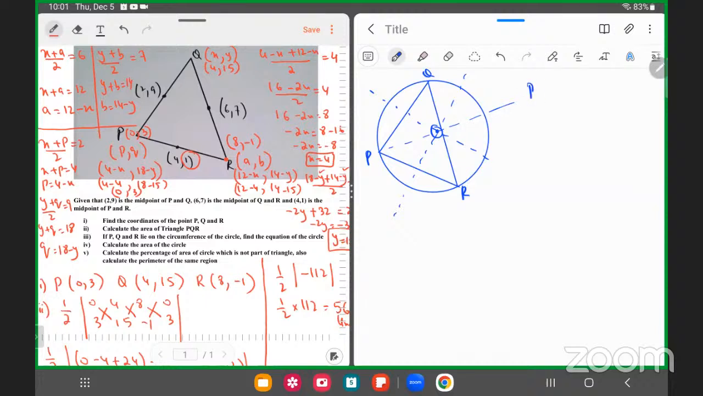So for that matter, we can use any two equations of perpendicular bisector. We are aware of the fact that P is (0, 3), Q is (4, 15), and R is (8, minus 1). So P (0, 3) and R (8, minus 1), I will find one equation of perpendicular bisector from these. I know the midpoint of PR is (4, 1).